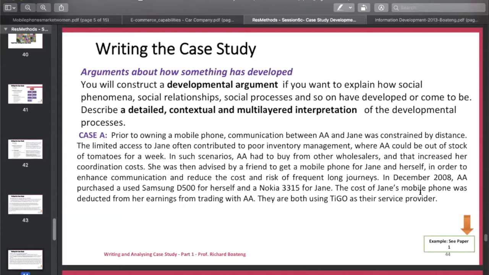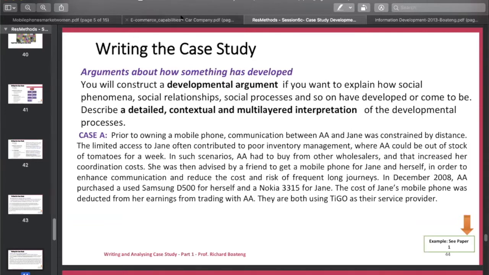And it began in terms of that particular line of work, that particular phenomenon, how the phenomenon began. So it's now focusing much more on the phenomenon which is related to the use of the mobile phone. So how did AA begin using the mobile phone? That's what you see here as being a developmental argument. Developmental arguments tend to focus much more on how the social processes or social phenomenon came to be and has developed. The other one tells you how something works. This one tells you how something came to be.